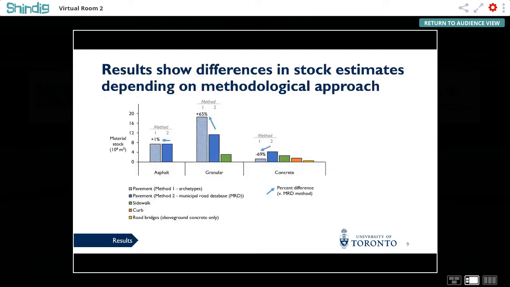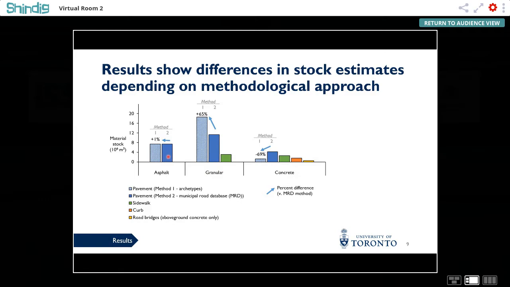Turning now to the results, this graph summarizes the main findings in terms of estimated material stocks. But we observed quite large differences in the stocks depending on the methodological approach. So I'll draw your attention first to the blue bars. The blue hatched bars are the material stocks we estimated for each material type using the pavement archetype method. And then in solid blue is what we observed from the municipal road database.